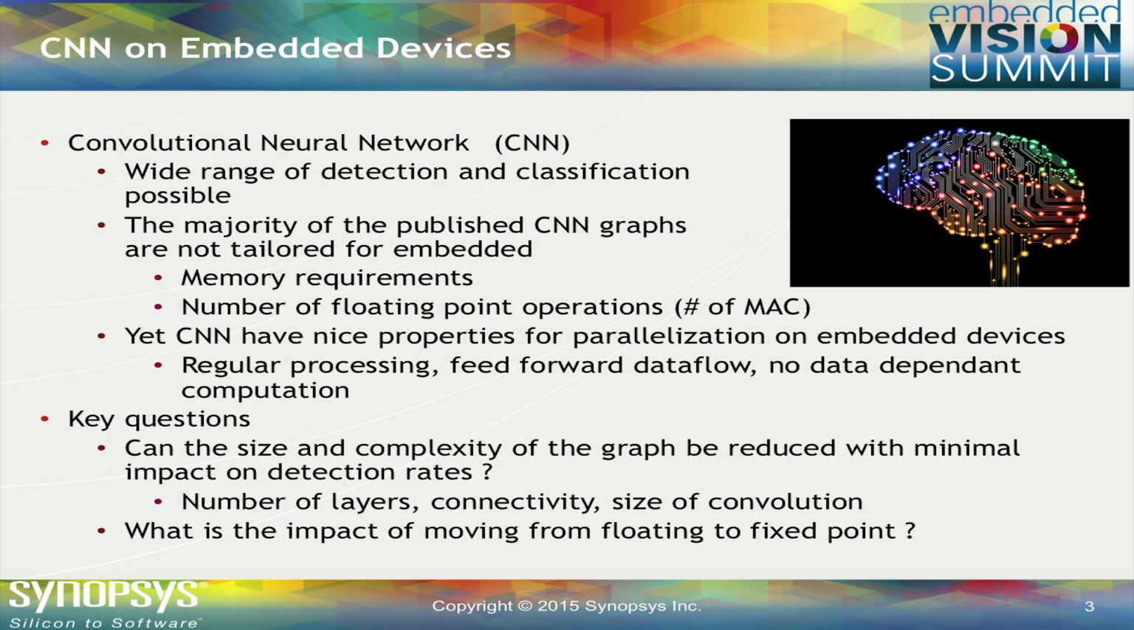So the two main questions I'm going to look a little bit at during this talk are, can we reduce the size and the complexity of the neural net without impacting too much the detection rate? And also, do we need to use floating point absolutely, or can we have some fixed point implementation that still performs well in terms of detection rate and quality of results?